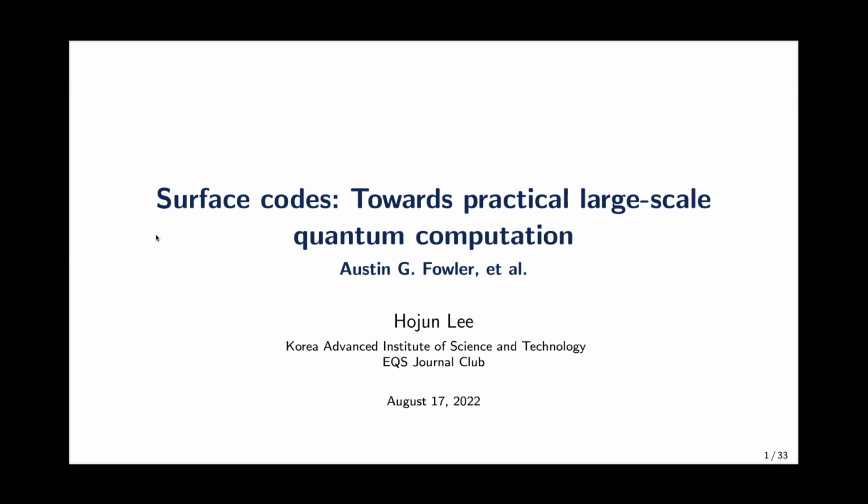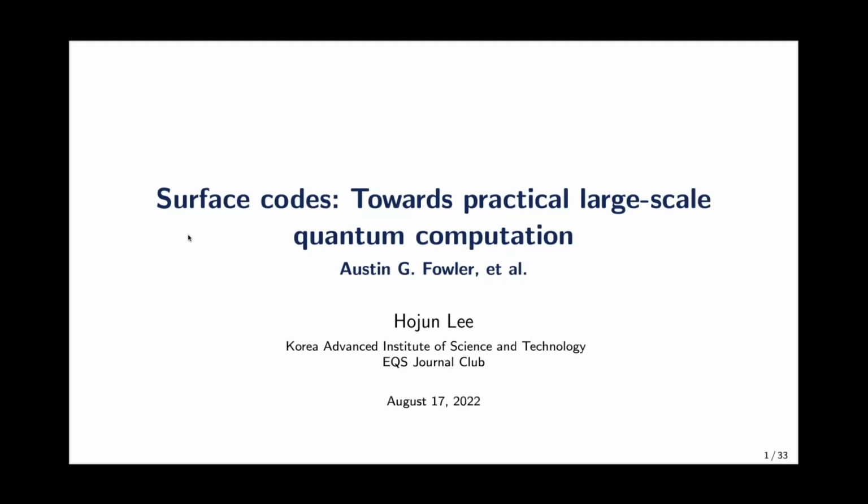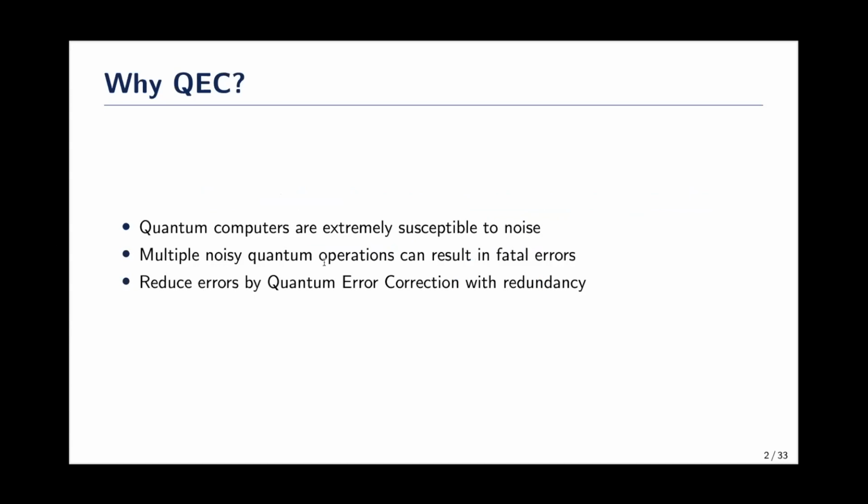I'm going to introduce this paper, Surface Code towards Practical Large-Scale Quantum Computation. Surface Code is one type of quantum error correcting code. First, let's see why quantum error correction is needed. Quantum computers are extremely susceptible to noise, and many noisy quantum operations can result in fatal errors. We can reduce error by quantum error correction by adding redundancy.